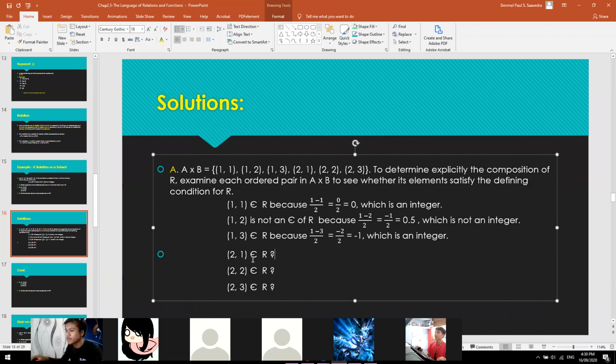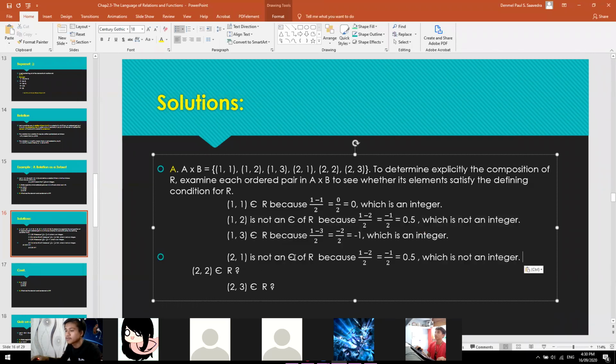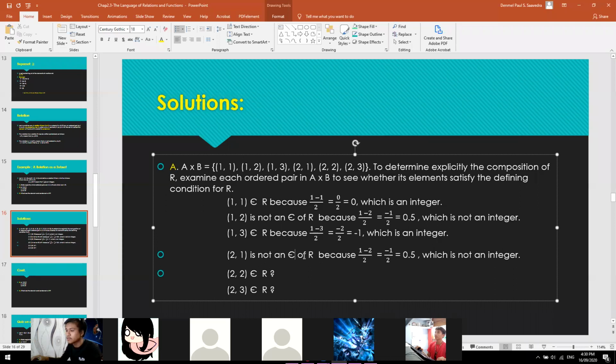Okay, how about the fourth one? 2, 1. Is 2, 1 in relation? No, sir. So 2 minus 1 is 1 divided by 2 is 1 half. Wherein it will lead us to fraction. Is not an element of relation R because 2, 1 divided by 2 is 1 half.